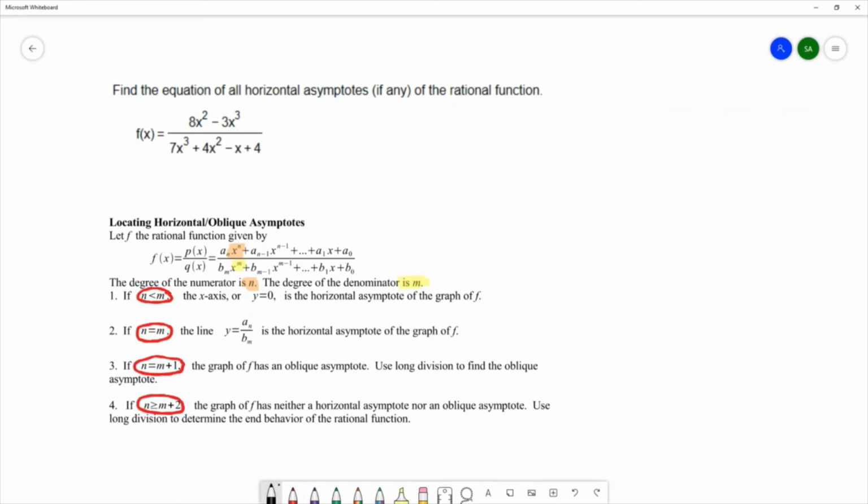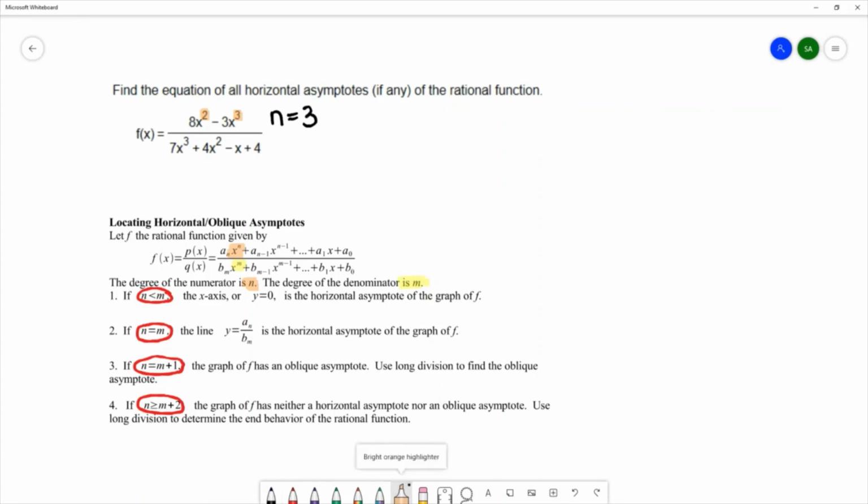So for our numerator, we can see that this term has a power of 2 on x, and this term has a power of 3 on x. The degree will be the higher of the two. So the degree of the numerator will be 3.